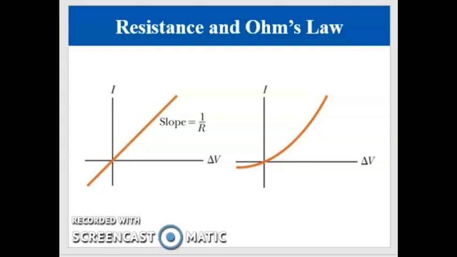Its resistance is small for currents in one direction, which is positive of the potential difference, and large for currents in the reverse direction, which is the negative potential difference. Its resistance is small for currents in one direction and large for currents in the reverse direction.